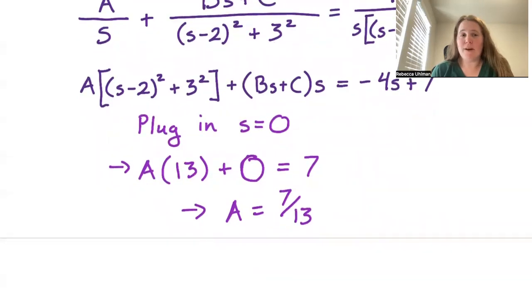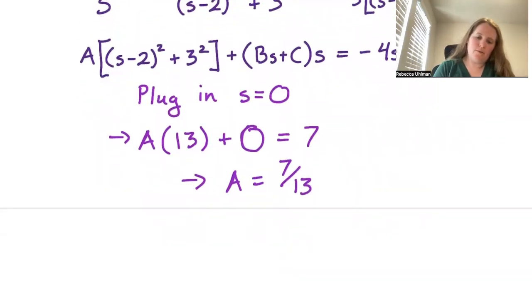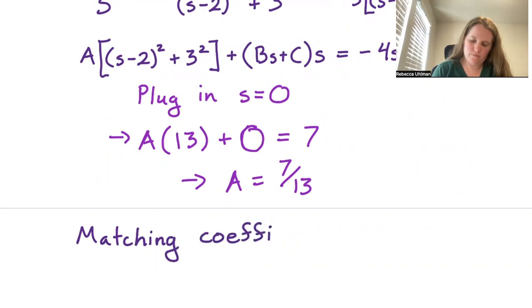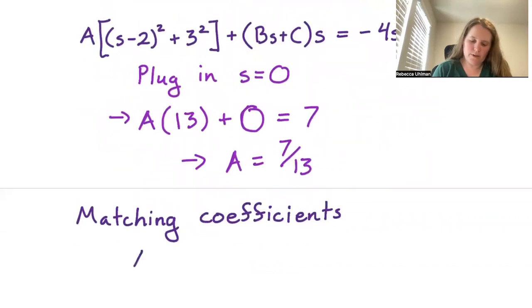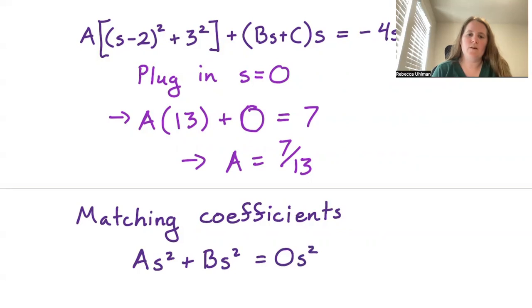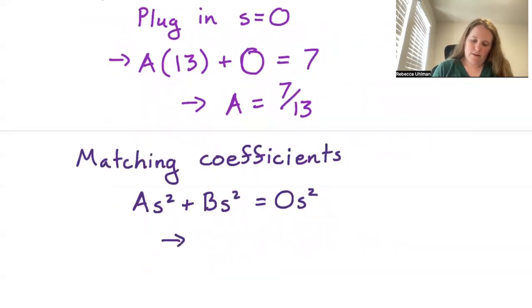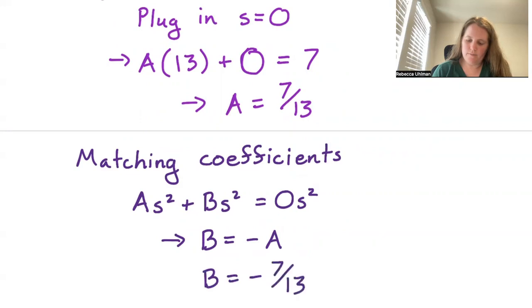At this point, we can match coefficients if we want. For our s squared term, we would just have As squared plus bs squared should be equal to 0s squared. This tells us then that b should be equal to negative A. And so we get that b should be negative 7/13.